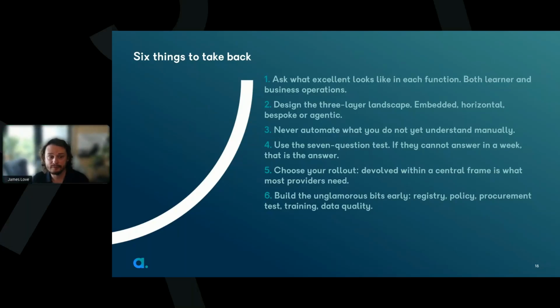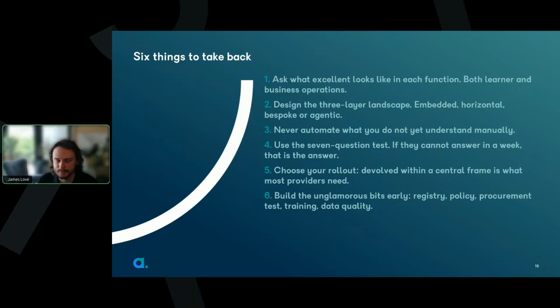Number 5, choose a rollout that fits your reality. Purely central is slow. Purely devolved is potentially chaos. That might work in a smaller organization though. Devolved within a central frame is what we are doing at Aptem, and it's where most of you should be aiming.